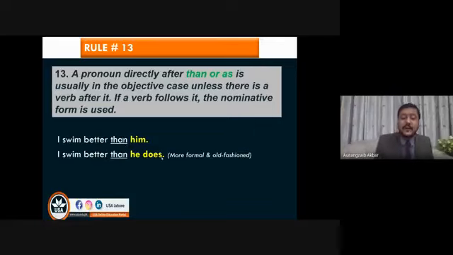Here we have used a verb after the pronoun. That's why we have to use it in the nominative, or subjective, form. This is the more formal way of writing, but it is old fashioned. Nowadays, people say I swim better than him, because the verb is understood in the sentence, so we do not need to write it down. But in this sentence, we have explicitly written the verb does, which shows that we need to change this pronoun from objective to subjective form.